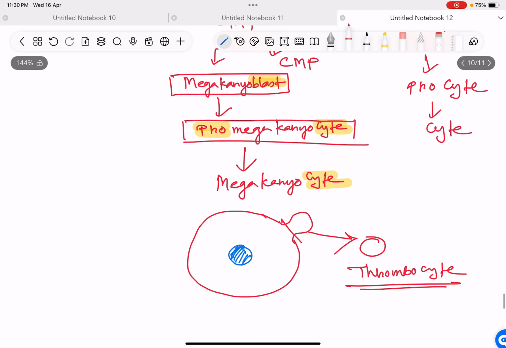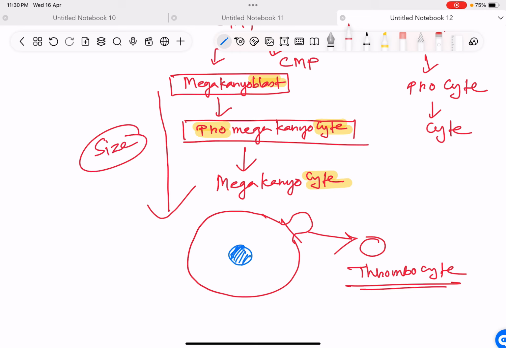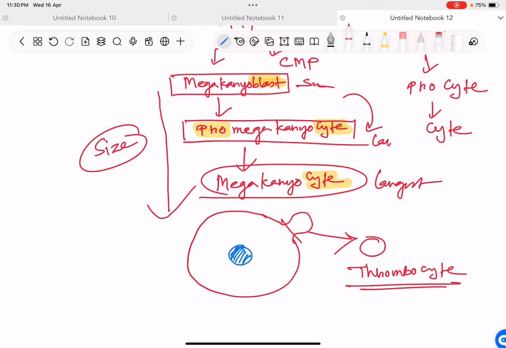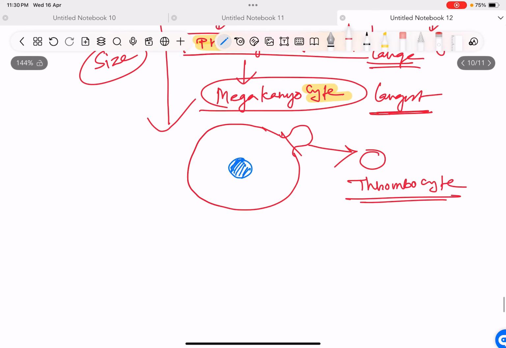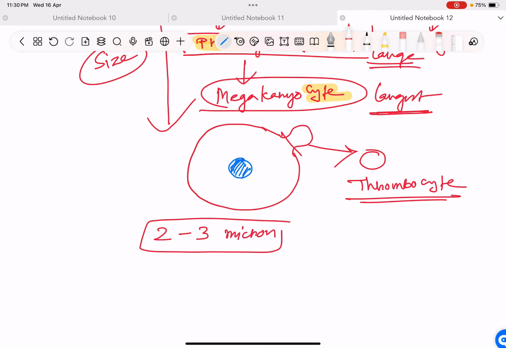Remember, in this lineage, from blast to procyte to cyte, the first cell is megakaryoblast, then promegakaryocyte, and then megakaryocyte. The cell size is increasing continuously. So the largest cell in this is megakaryocyte. This one is small, this one gets large, and this one becomes largest. And then thrombocyte comes out. Thrombocyte is very, very small, just 2 to 3 micron, a very small cell which has disc shape.